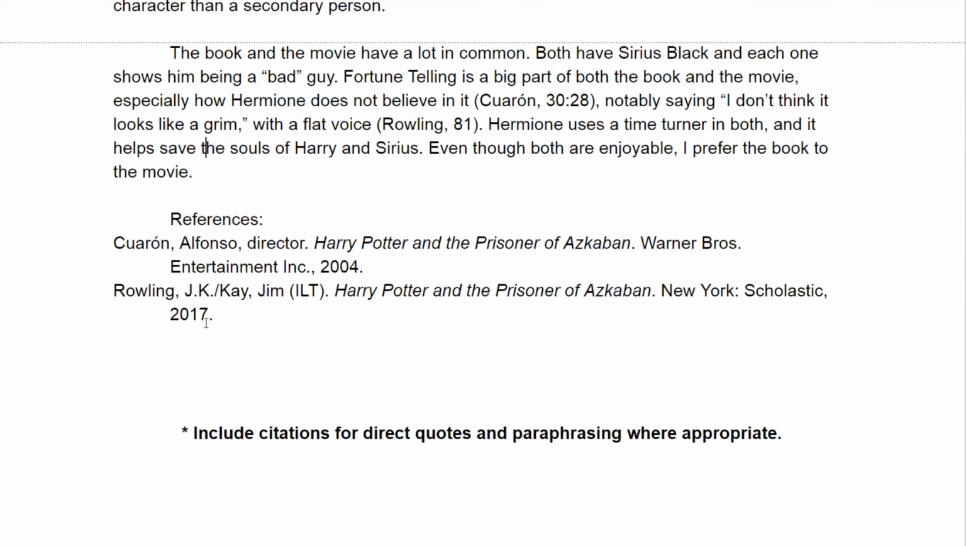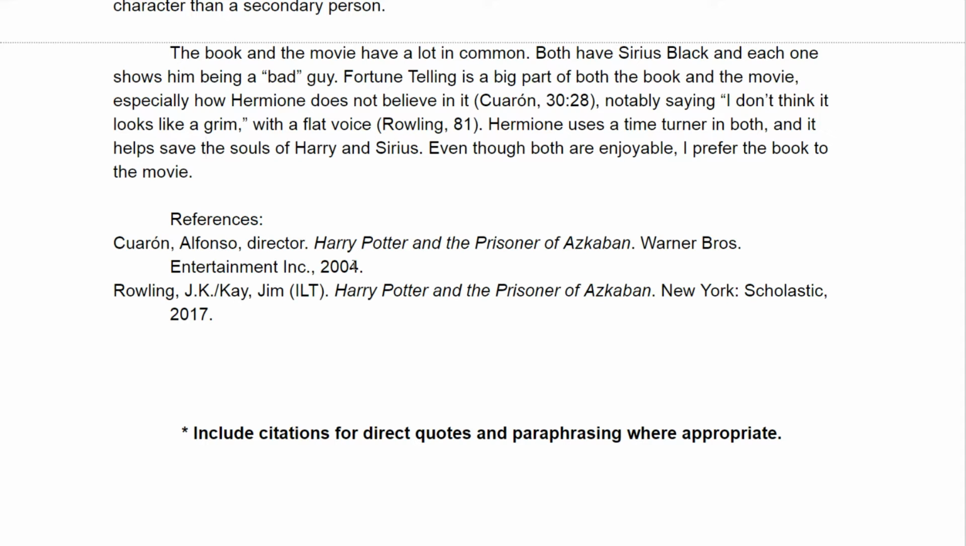For my references, this is a big thing. I have alphabetical order by the last name of the author or the director. So the first person that I have to cite is Alfonso Cuarón. So Cuarón, Alfonso, director. The title, Harry Potter and the Prisoner of Azkaban, is in italics. Then I have the company that put the movie out, Warner Brothers, and the year the movie came out.